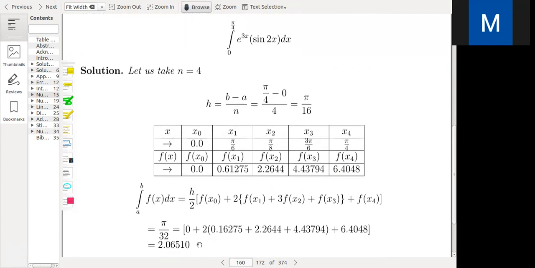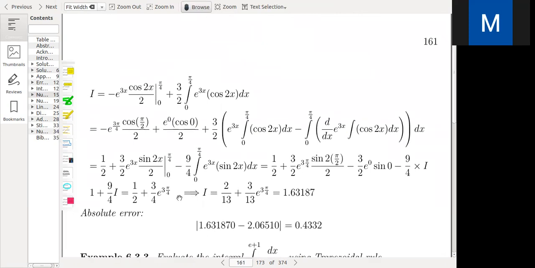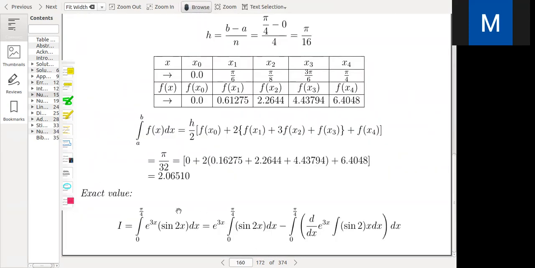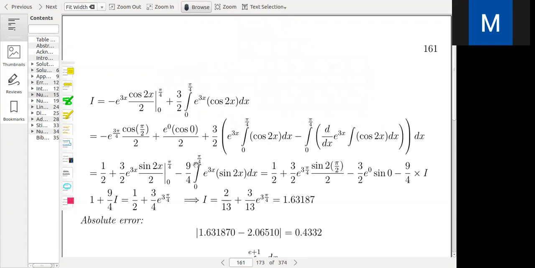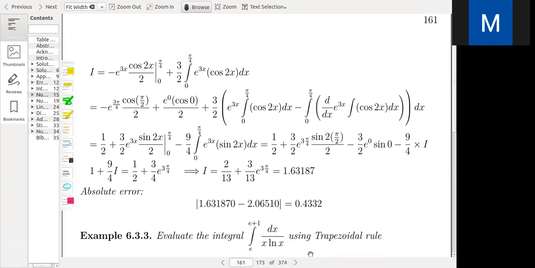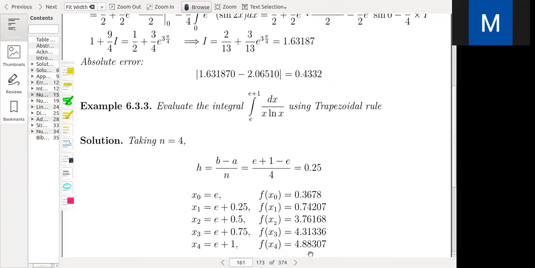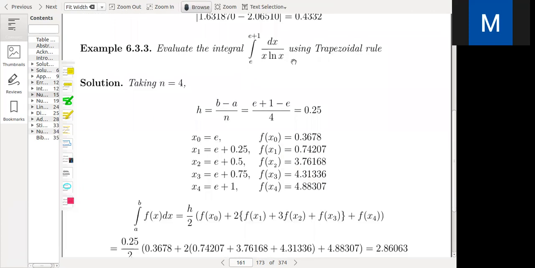And the corresponding values are calculated, and if we substitute these values, we have 2.06510. And the analytical value of the given function can be calculated in the traditional manner, and this value is 1.6316, and the difference between the two values is 0.4332.